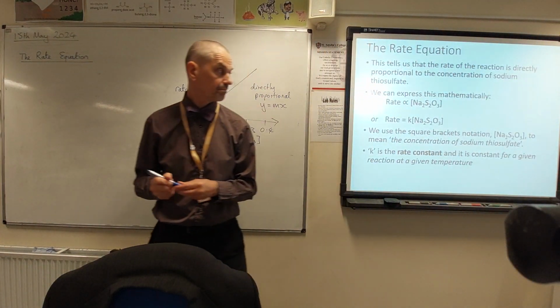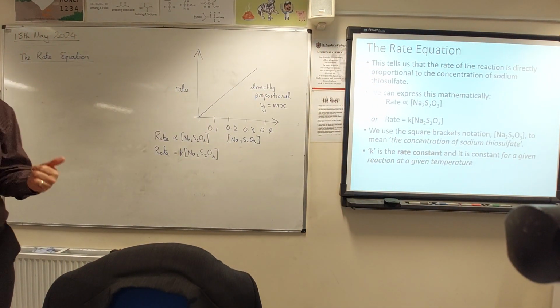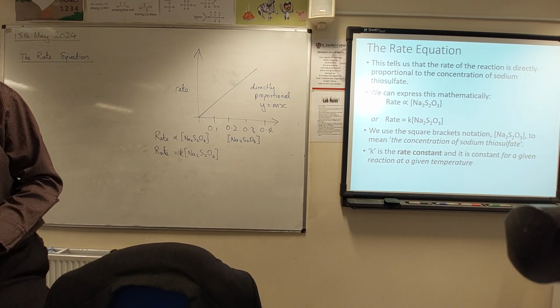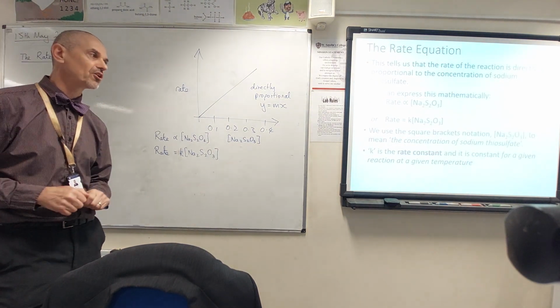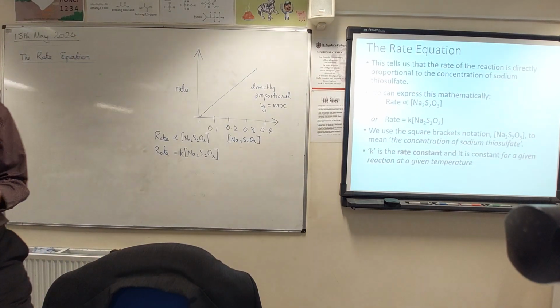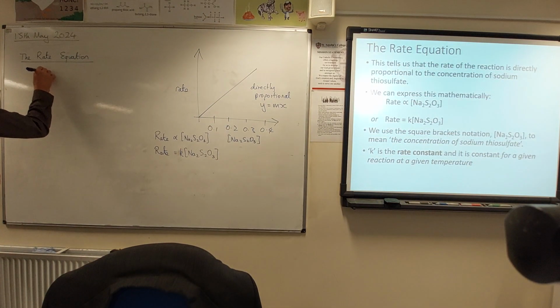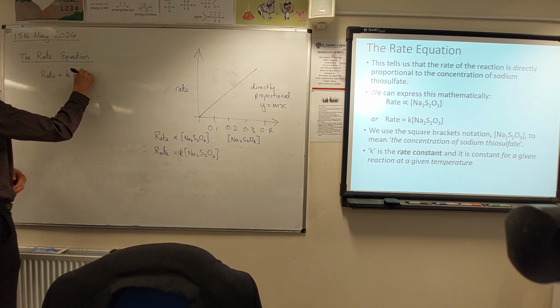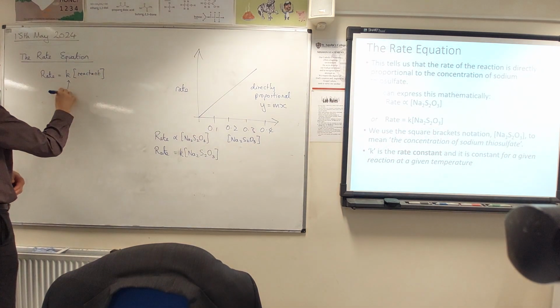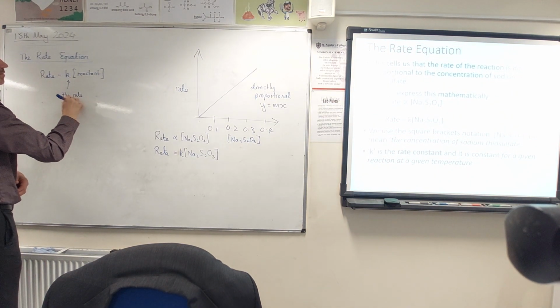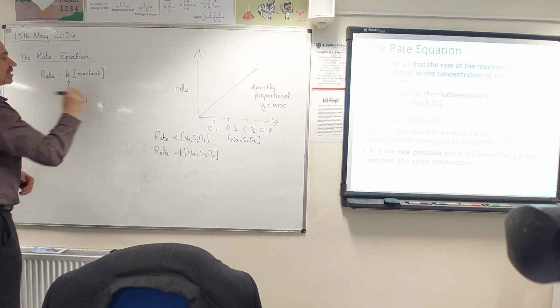Okay, so remember that notation, we use the square brackets around Na2S2O3 to mean the concentration of thiosulfate, and K we're going to call the rate constant. So rate is some constant times the concentration of a reactant is what we've got there. So K is called the rate constant.